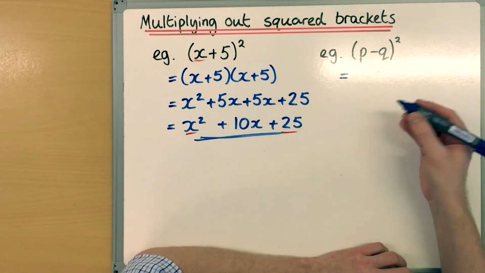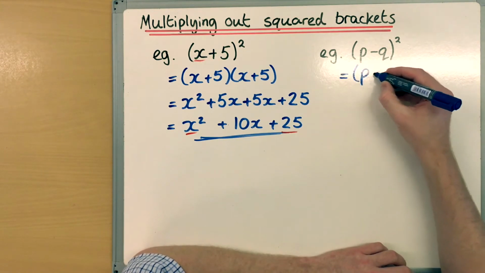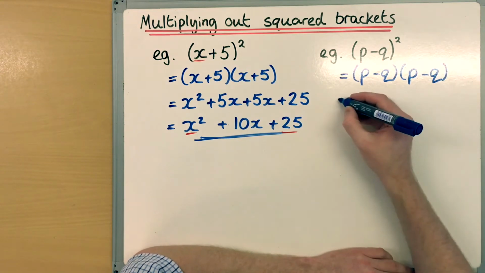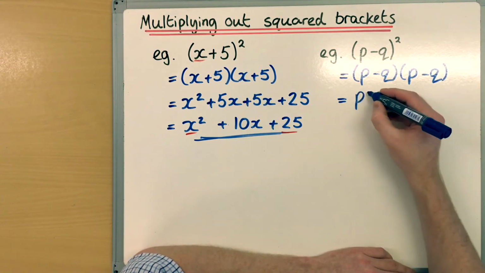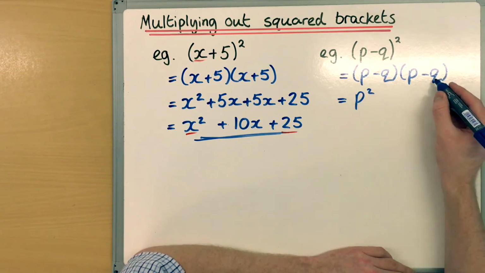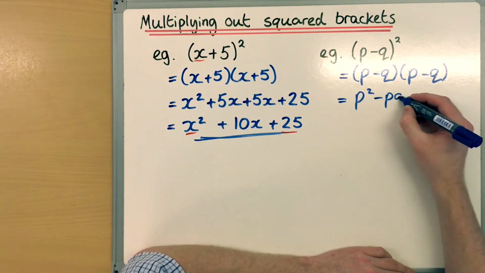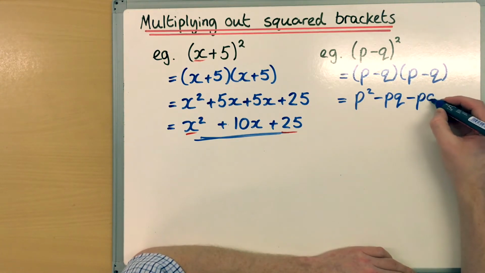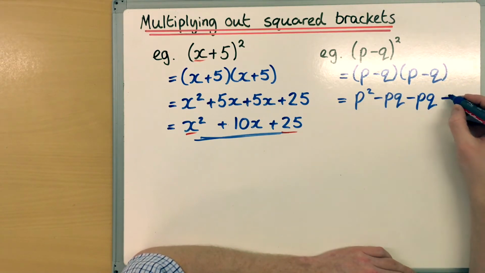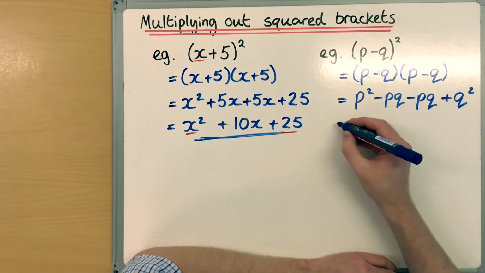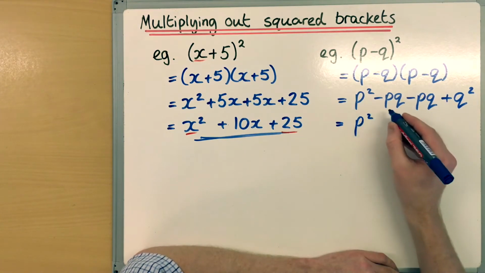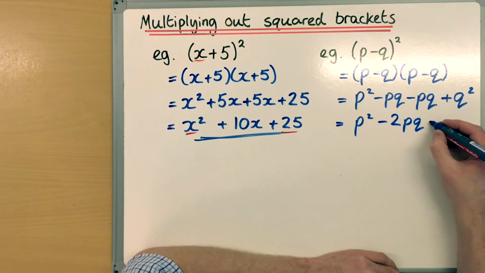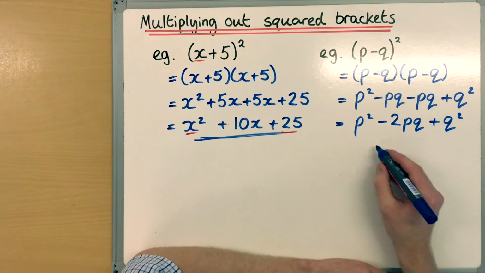Well, let's try FOIL again. (P minus Q) and (P minus Q). And let's use FOIL again. First times first is P squared. P times minus Q is minus PQ. Minus Q times P is minus PQ. We usually put that in alphabetical order. And minus Q times minus Q is double negative, plus Q squared. Neaten that up and we get P squared, minus PQ minus PQ gives us minus 2PQ, plus Q squared. Now that's the answer.